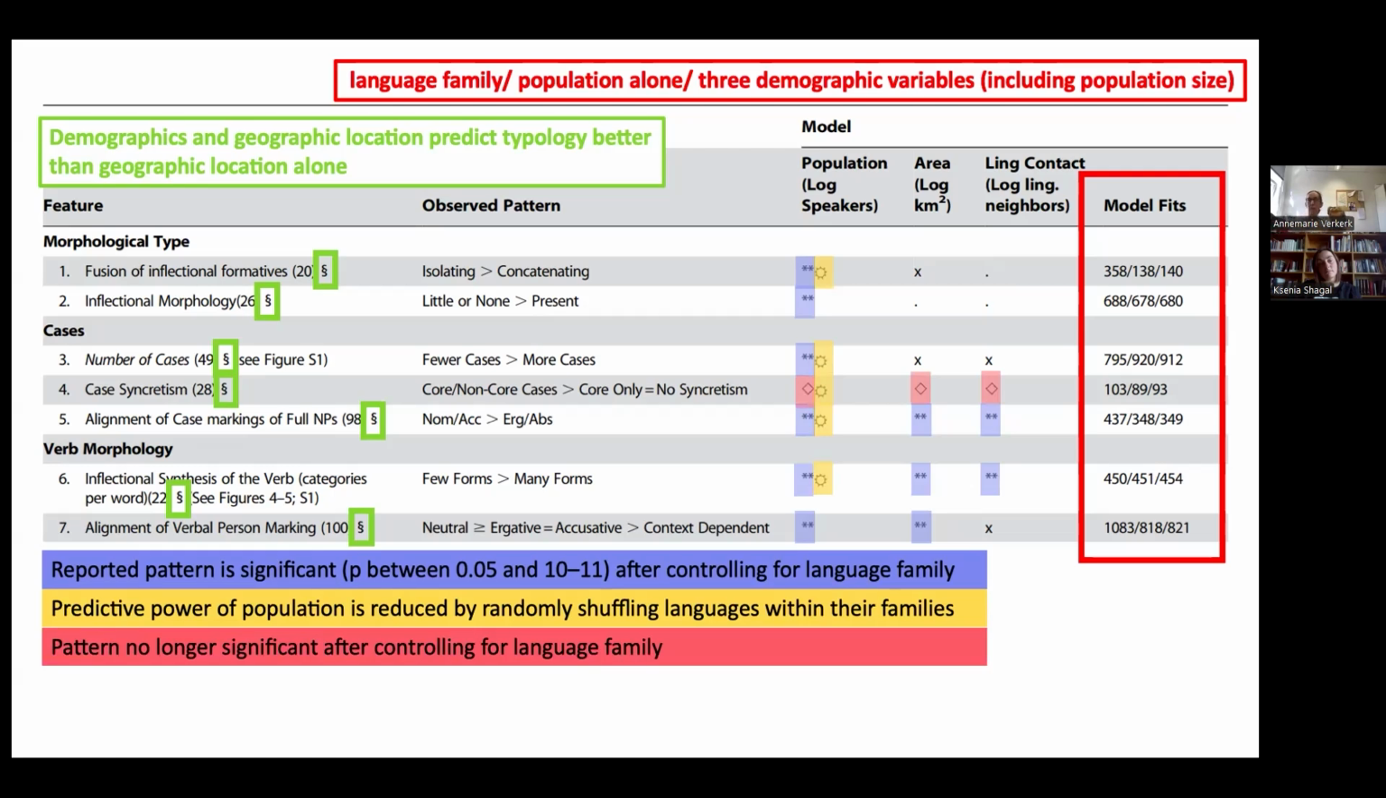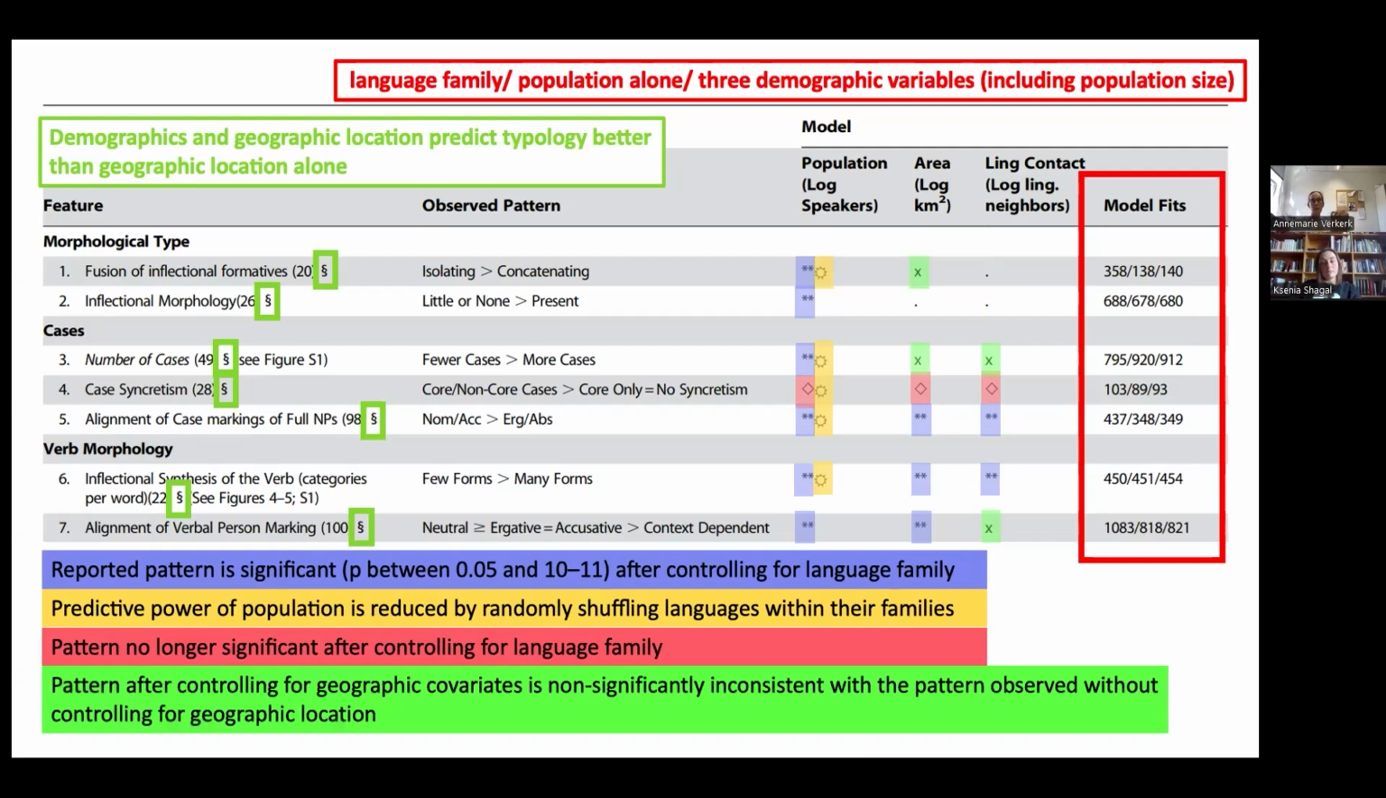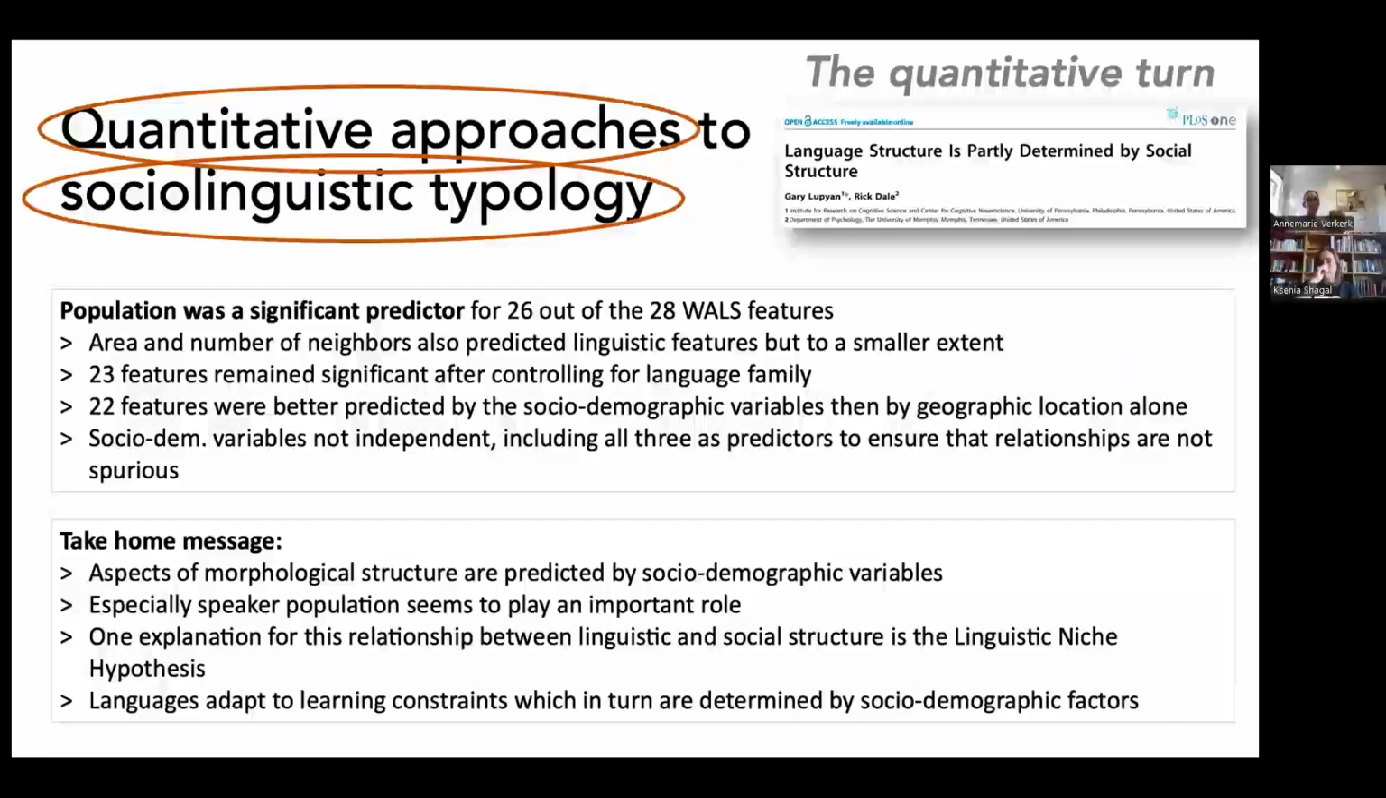If you control for language family, the pattern is no longer significant. That only holds for the one on case syncretism. And then I'm going to skip this one. You guys can just read that yourself if you want to. So basically, the takeaway here is that population size is a significant predictor for 26 out of the 28 WALS features that they look at. And of course, the geographical neighbors and genealogical relationships, so language family, also predict linguistic features, but they do it to a smaller extent.